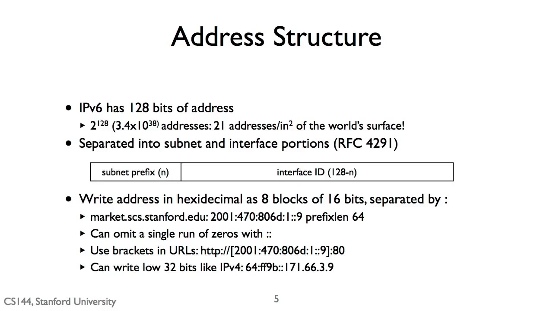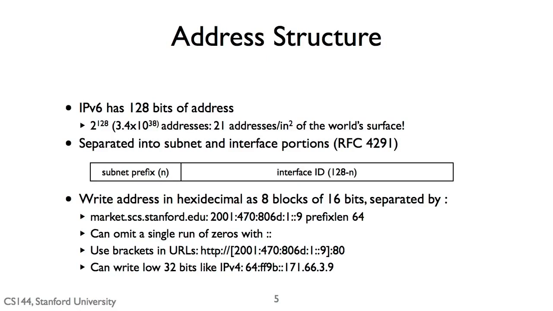Generally speaking, an IPv6 address is separated into two parts. There's the subnet prefix, which is of, say, length n, and the interface ID within that subnet, 128 minus n bits long. So think of this as similar to a CIDR address or a CIDR class, where you have the net mask describing the network identifier and then the set of nodes within that.